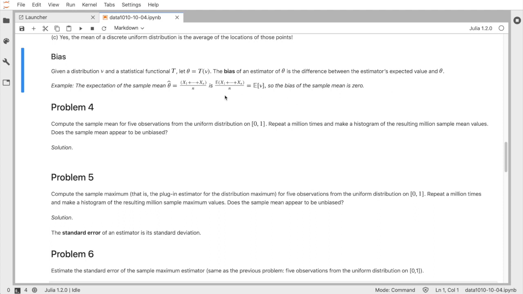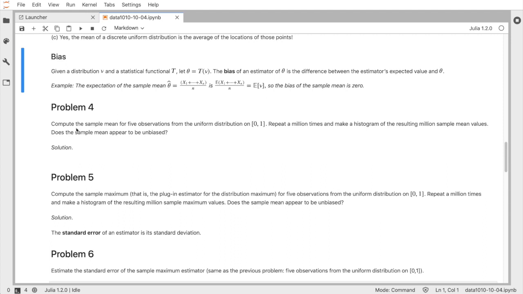So for example, with the sample mean, if we take the expectation of the sample mean, then the expectation distributes across the addition by linearity, and we're left with the sum of n copies of the expectation of each of these random variables, and they're identically distributed, so those are all the same. They're equal to the mean of the distribution that's generating those observations, and so we end up with the expectation for that distribution. So indeed, the expectation is equal to the value of the statistical functional that you're trying to estimate. And that means that the bias, which is the difference between those, is 0.